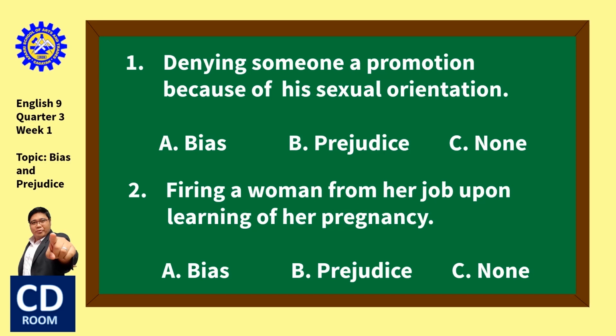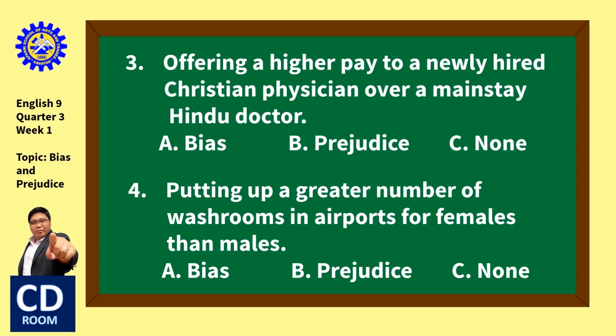Number 2. Firing a woman from her job upon learning of her pregnancy. Is it A. Bias, B. Prejudice, C. None? Next, number 3. Offering a higher pay to a newly hired Christian physician over a mainstay Hindu doctor. Is it letter A. Bias, B. Prejudice, C. None?